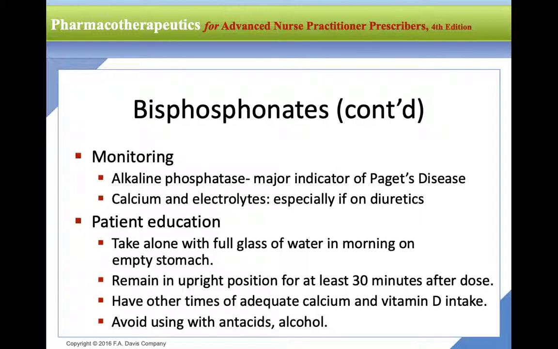So again, for patient education, you want them to take it alone with a full glass of water in the morning on an empty stomach, remain upright for at least 30 minutes after the dose, and you want to have adequate calcium and vitamin D intake. And then you want to avoid using antacids or alcohol.